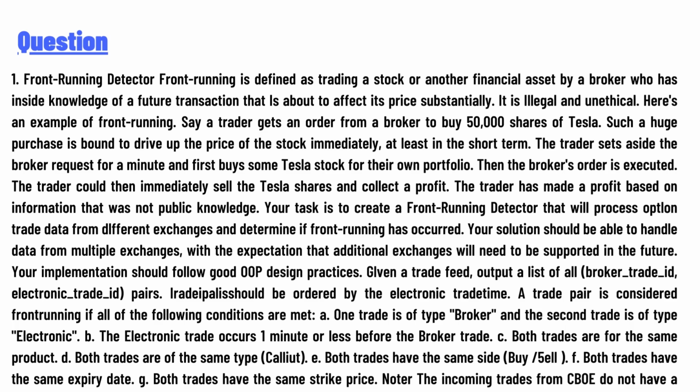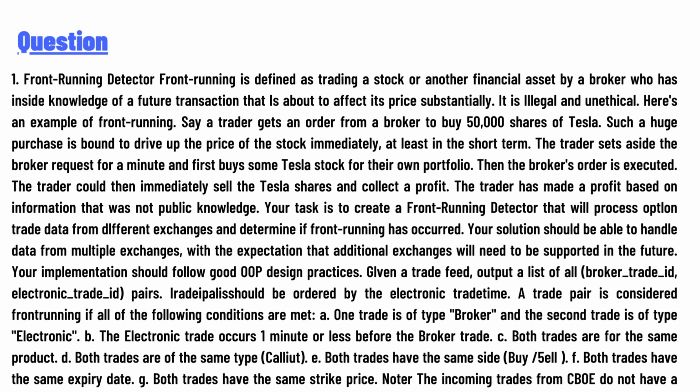Here's an example of front running. Say a trader gets an order from a broker to buy 50,000 shares of Tesla, and his purchase is bound to drive up the price of the stock immediately, at least in the short term. The trader sets aside the broker's request for a minute and first buys some Tesla stock for their own portfolio. Then the broker's order is executed. The trader could then immediately sell the Tesla shares and collect a profit. The trader has made a profit based on information that was not public knowledge.